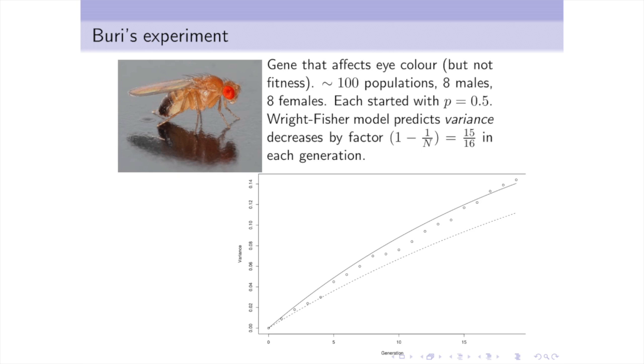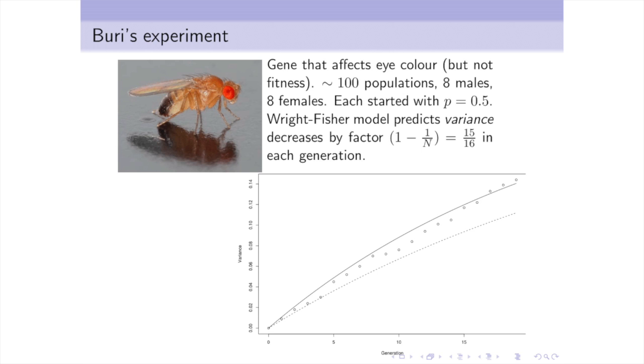So here are the results of his experiments, and this is a variance that we're plotting, a variance against generation. So in the population, at the beginning, we started with exactly a half in all the populations, so there was no variability. And this is just saying something about how the populations vary as time goes on. And eventually, all the populations will be either one eye colour or the other eye colour. And at that point, this variance will hit 0.25. So you can see it's rising steadily.